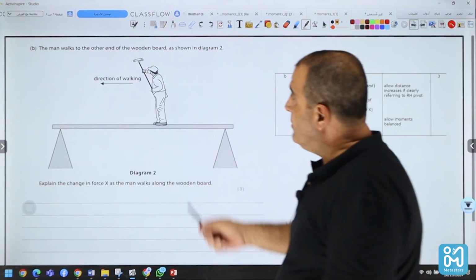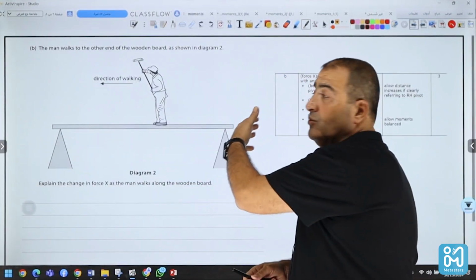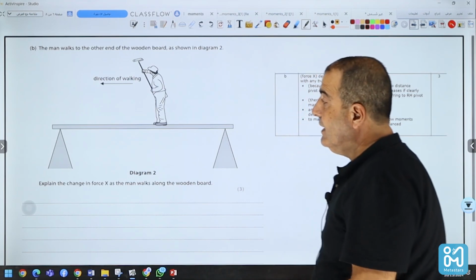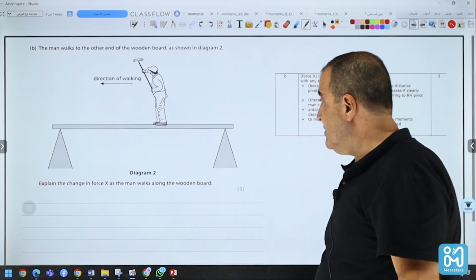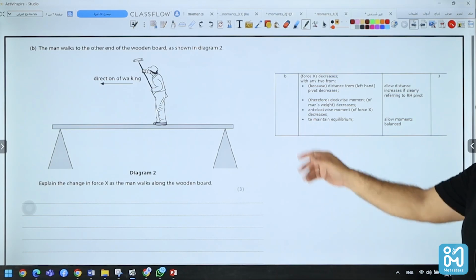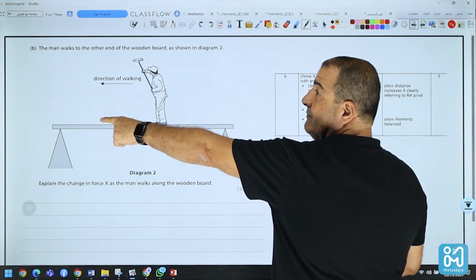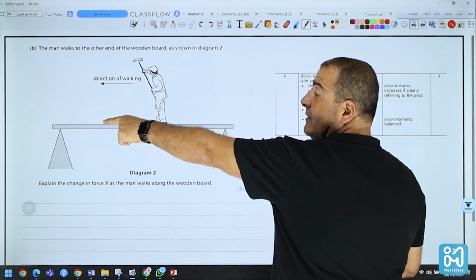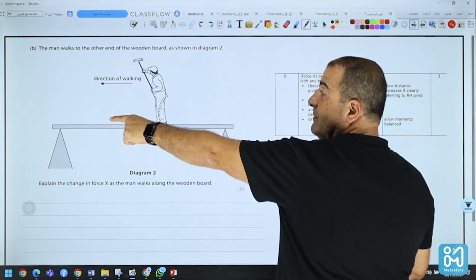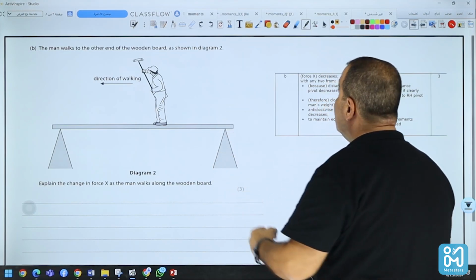The man walks to another end of the wooden board as shown in the diagram. He is walking towards the support. Explain the change on the force X as the man is walking away from this support. As he is going towards the other support, the reaction force at this point increases, and the reaction at this support decreases.